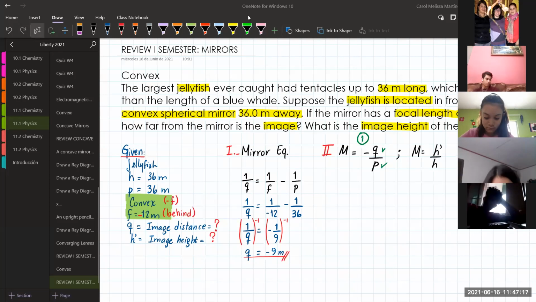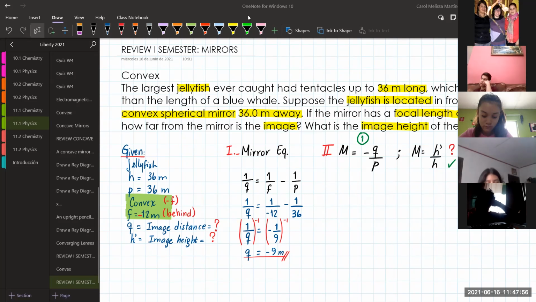But maybe you are thinking, Miss, but I want to use the second equation. Let's see if you can use it. H prime refers to the image height. The image height is unknown in the problem, which means that we cannot use the second equation. We know the height of the jellyfish initially, that is the 36 meters, but still, we don't know all the data, so we cannot use the second equation yet. But we can use it after to get the image height. So we're going to be using the two equations, but right now, we're going to be using just the main equation. So this one is going to wait.